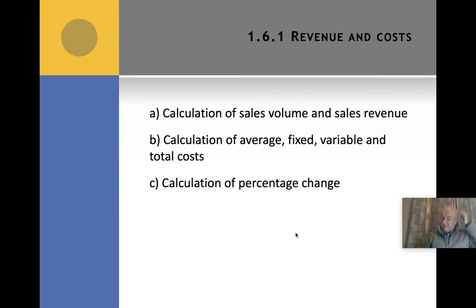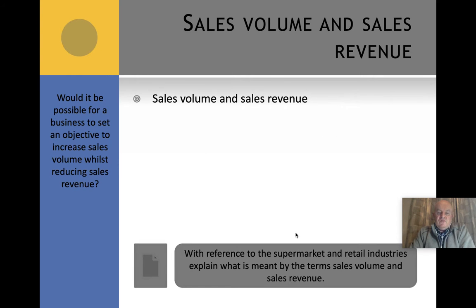So what we're going to be doing here is looking at how you calculate sales volume and sales revenue. We're also going to look at calculation of average, fixed, variable and total costs, and also calculate percentage change in figures, which are all quite important, as we've seen in various different activities and exercises we've done. Simple math, simple interpretation of maths, and particularly percentage changes is quite an important one to get your head around. So first and foremost, I'm going to look at sales revenue and sales volume.